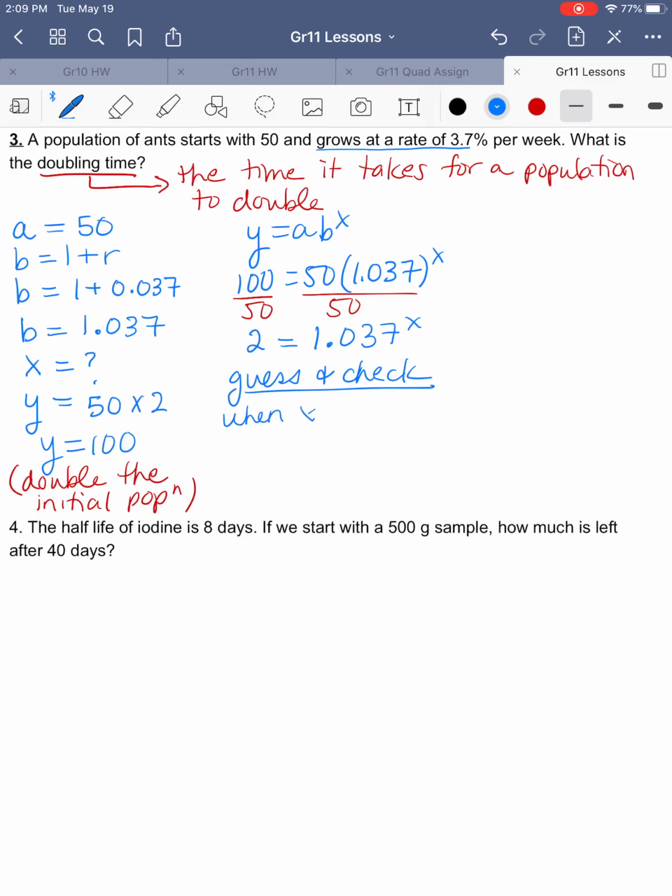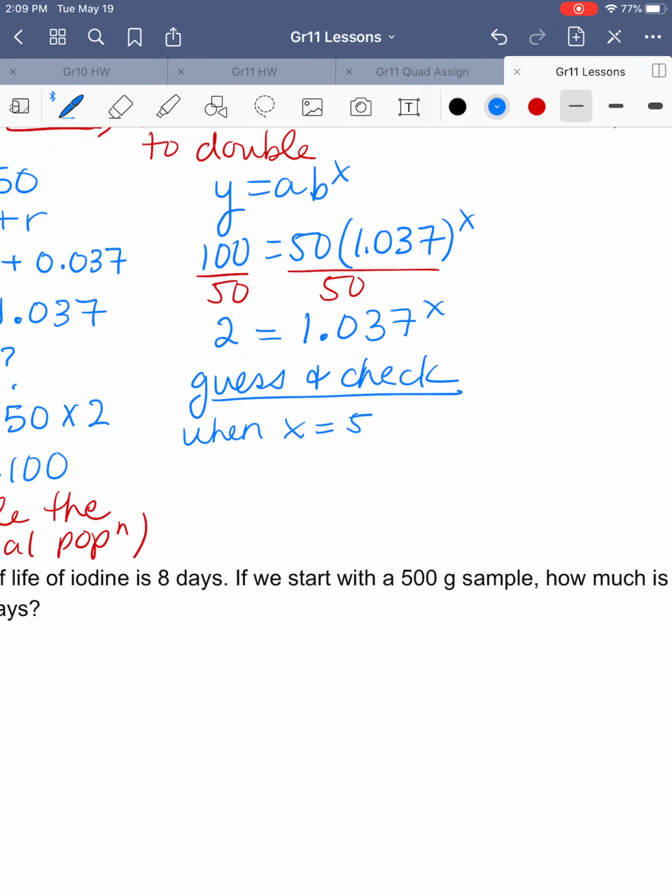So we want to look at when x is equal to 5. And truthfully, I just picked a number out when I was making this up. And I said, okay, let's see what happens when we have 5. So when x is equal to 5, this means you have 1.037 to the power of 5. Plug that into my calculator. That gives me about 1.199 and so on. So that's not 2.